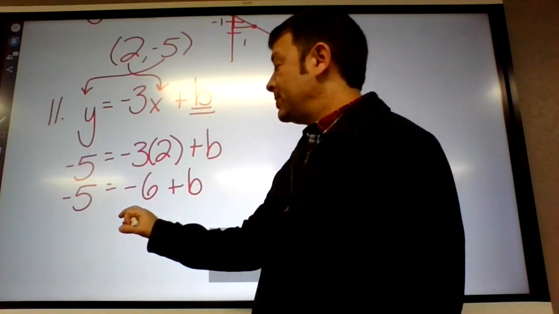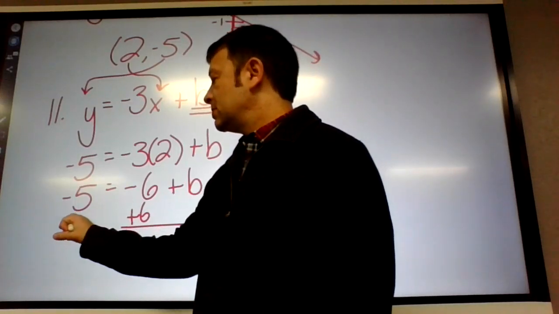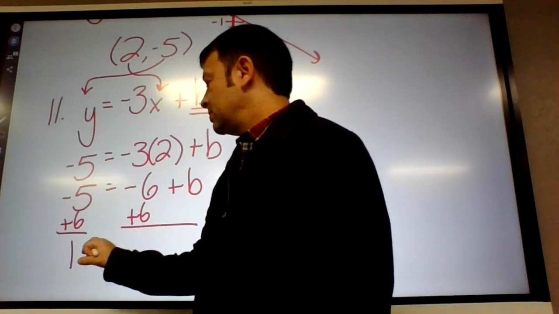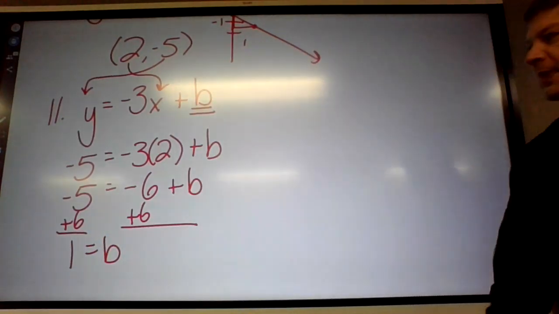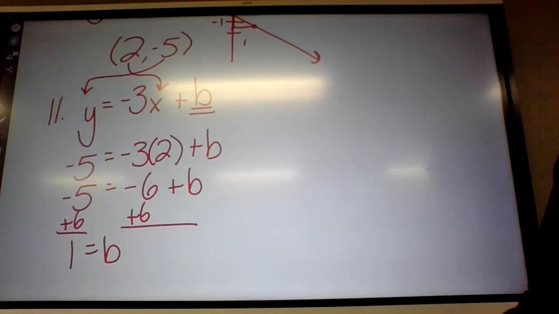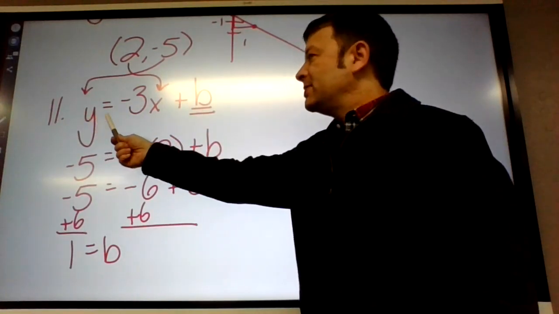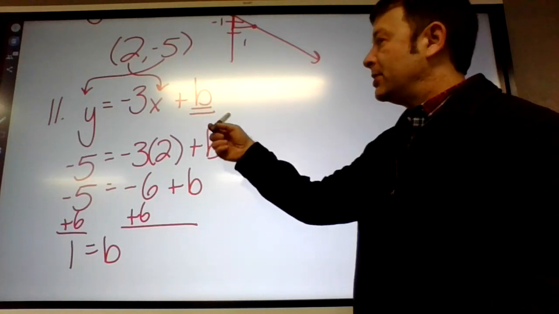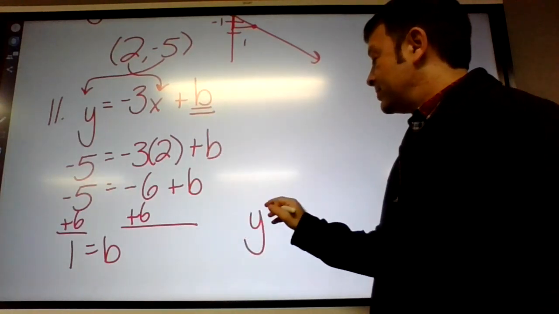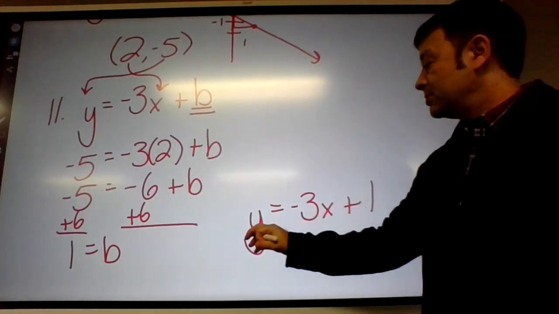So how would I solve this for b? So add 6. Plus 6. -1 or +1. Okay, is that the answer? Kind of. This is the answer, except we're going to replace b back in. 1. So the final answer is y equals -3x plus 1.